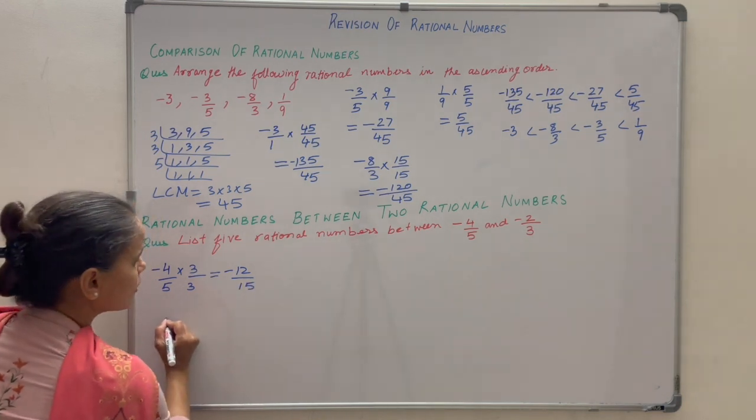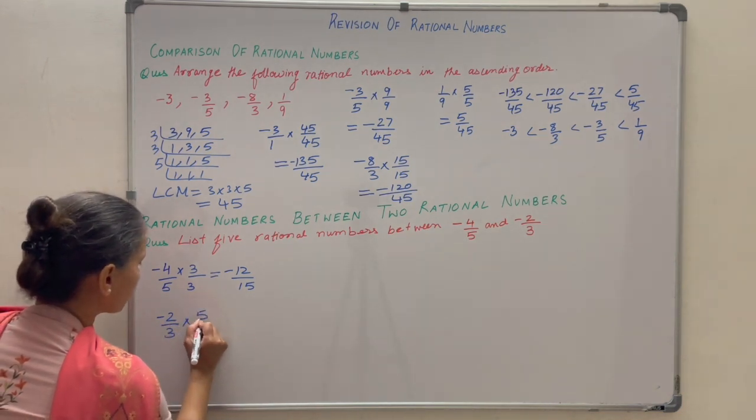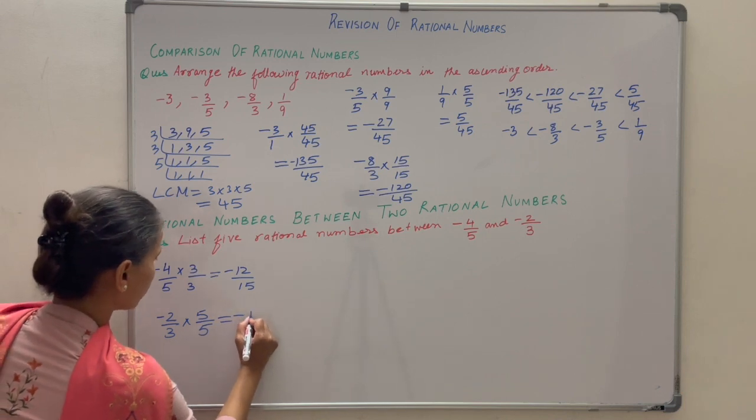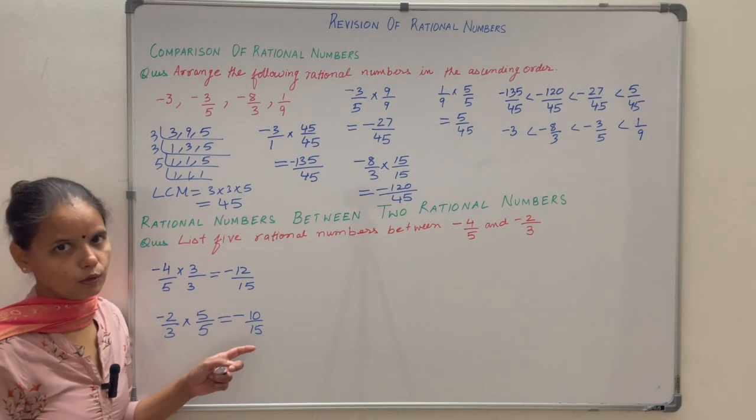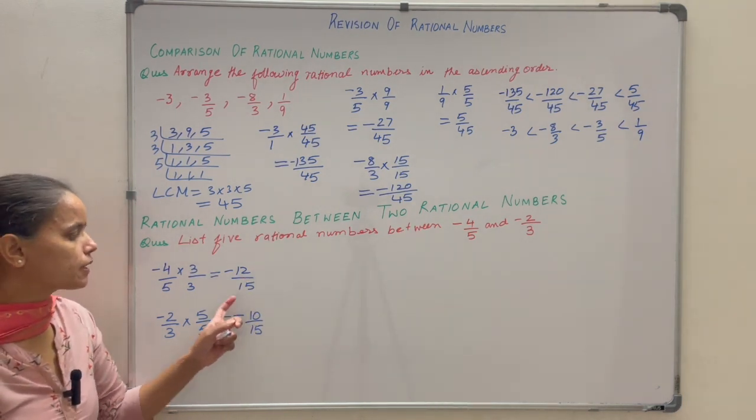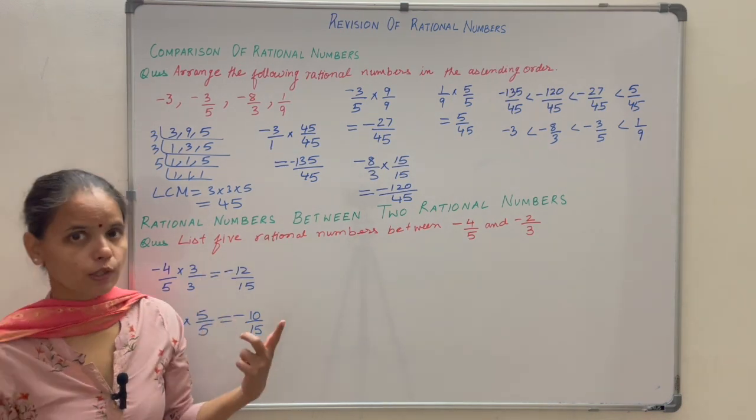And then you have minus 2 upon 3. So here you will multiply both numerator and denominator by 5. So you get here minus 10 upon 15. So as of now you can see only one rational number in between these two rational numbers, that is minus 11 upon 15. But they ask for 5. Then what are you going to do?